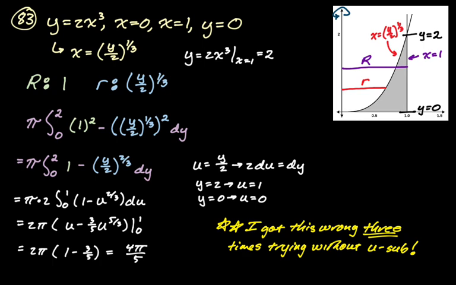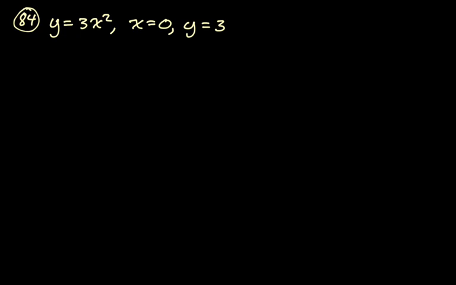It's just cleaner, makes the problem easier to do. I don't know what I was doing wrong, and I never managed to figure that out, so that's great. New problem. y is 3x squared, x is 0, and y is 3. Let's look at the region.